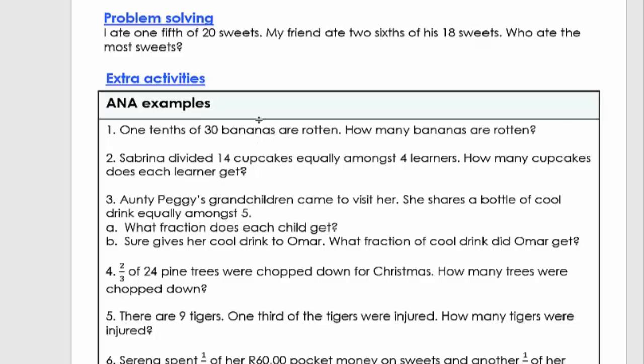Today we have a lot of questions that were coming from old exam papers. I want you to do this, and please make use of drawings. Like in this one, we got bananas. Draw them. In the second one, we got the character Sabrina, and she is dividing cupcakes. So we're going to draw Sabrina. We're going to draw the cupcakes. So make this a fun activity where you make the drawings of these and then solve them.